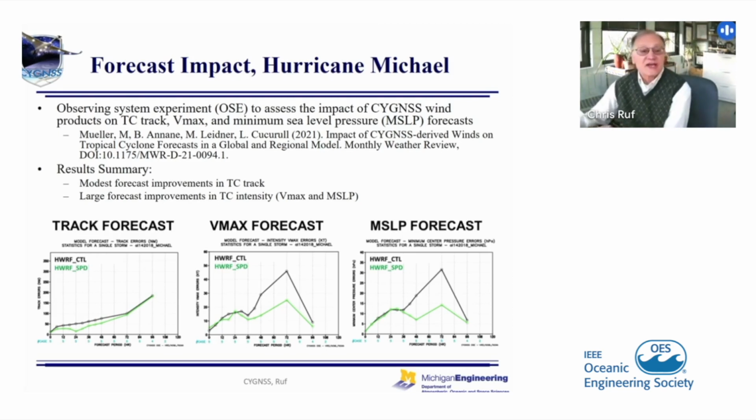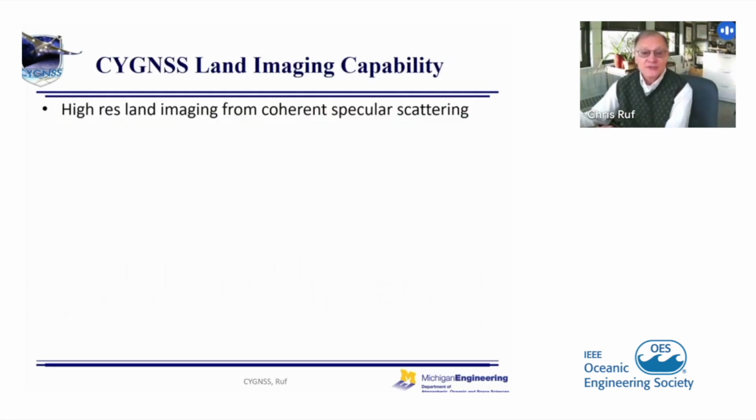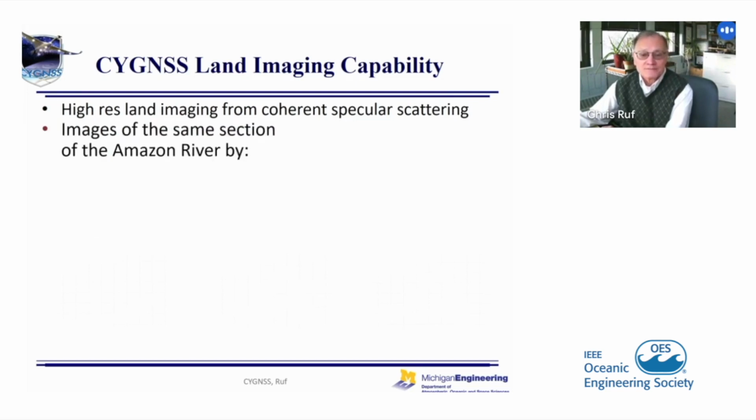Anyway, that's an example of some of the things we're doing with hurricane forecast improvement. And then over land, I mentioned that there's now a lot of studies going on looking at the value of the data over land. There's one particular characteristic of the land measurements that's very attractive and has enabled a lot of new investigations, and that's the ability to measure inland water bodies.